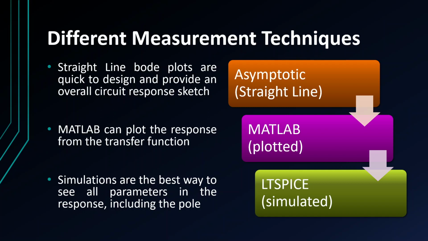The first one is a straight-line asymptotic Bode plot, and this one is somewhat quick to use and to come up with, but it is not as precise as we want it to be. Next, we have the MATLAB one, which is a plotted Bode plot, and this one can only tell us so much about the circuit. And last, the simulated one is the best way to see everything that's going on in the circuit.